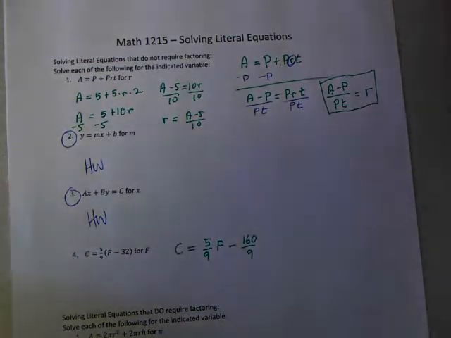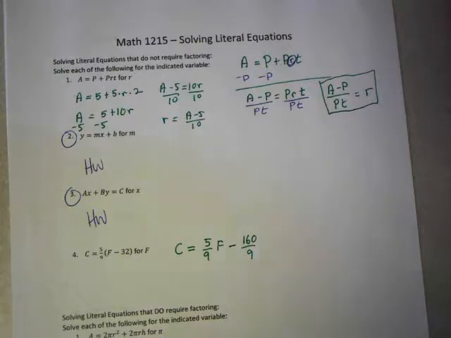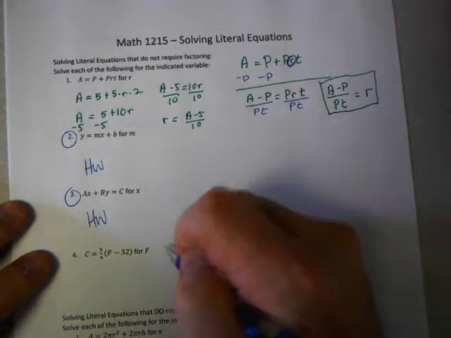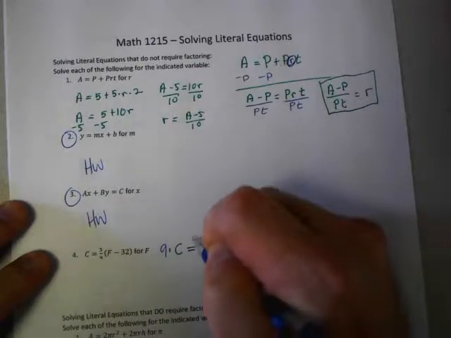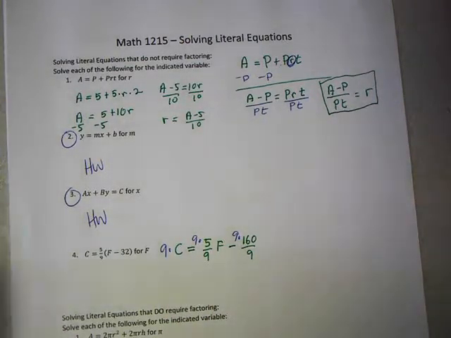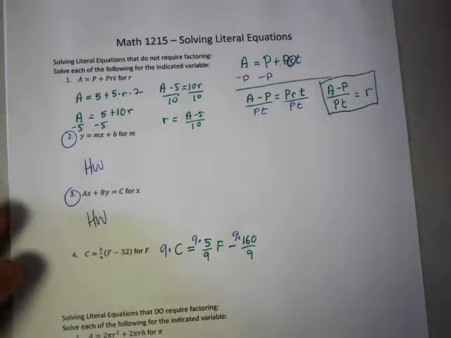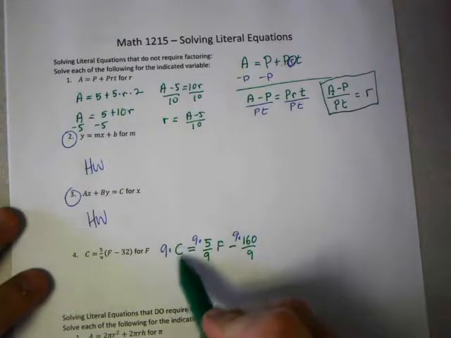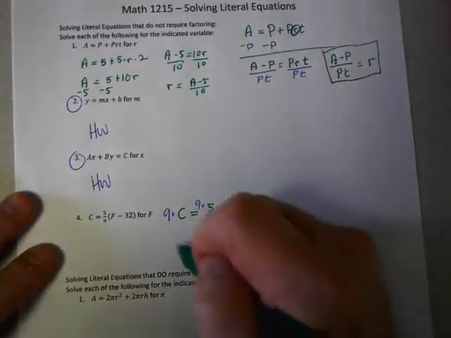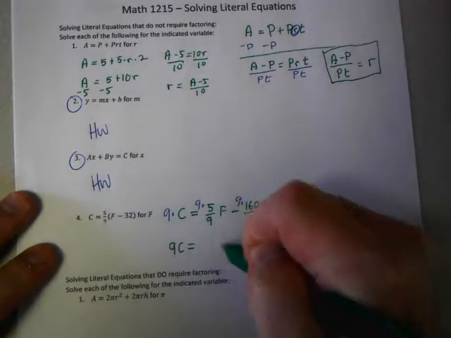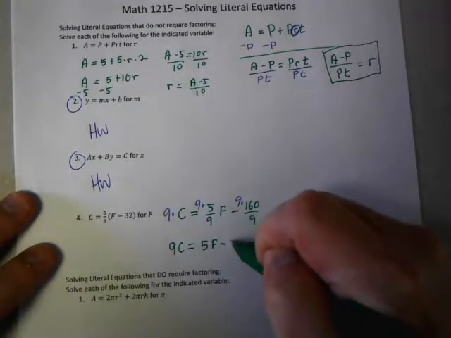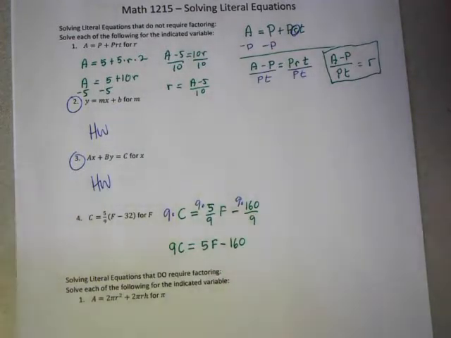Alright, so fractions. And again, fractions tend to bother people. They shouldn't. If you have an equation, and that equation has fractions, what you're going to do is take that equation and multiply every single term by the common denominator. The common denominator is 9. Now notice I need to multiply over here, even though that one doesn't have a fraction in it. I still have to multiply everything. So 9C is 5F minus 160.